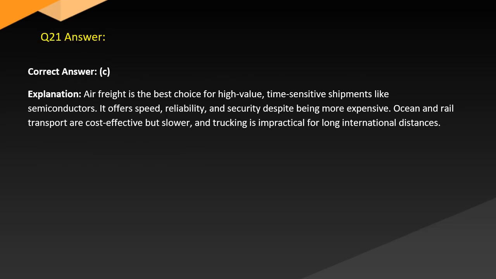Answer. Correct answer: C. Explanation. Air freight is the best choice for high-value, time-sensitive shipments like semiconductors. It offers speed, reliability, and security despite being more expensive. Ocean and rail transport are cost-effective but slower, and trucking is impractical for long international distances.